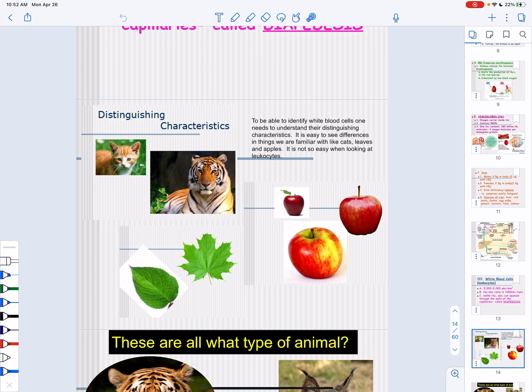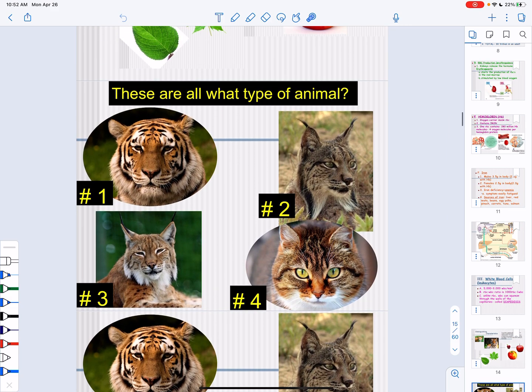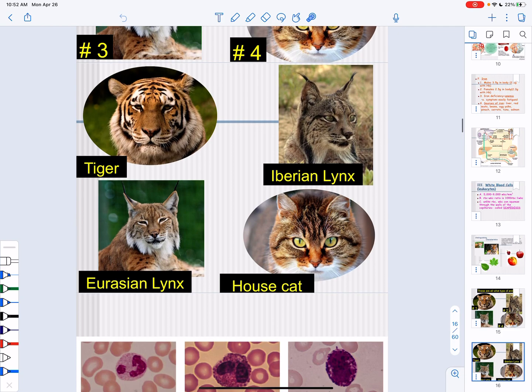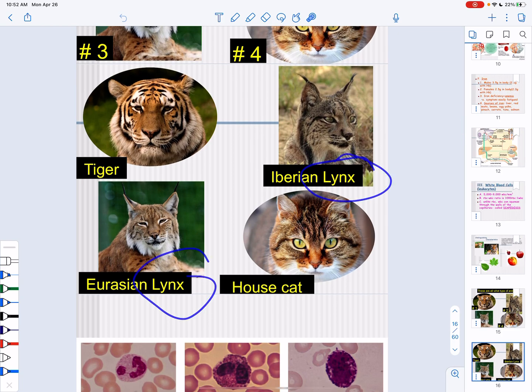And we are familiar with apples, we are familiar with cats, and we are kind of familiar with leaves, so we can notice differences, but there are also things that make them similar, okay? If we look at all of these cats, it's pretty easy to pick out which one is the house cat and which one is the tiger. It's pretty easy to see which two are lynxes. Lynxes have the characteristic of a tuft on the top of their ears, and we don't see that on house cats or on tigers, okay?